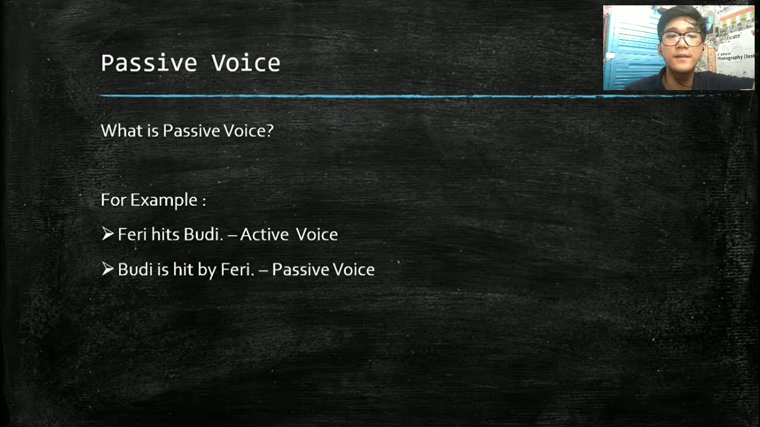As for the subject itself, it can be a noun, pronoun, or noun phrase. But note that not all active voice sentences can be converted into passive voice sentences. Sentences that can be converted into passive sentences are active sentences that have an object, namely verbal sentences that have a transitive verb.